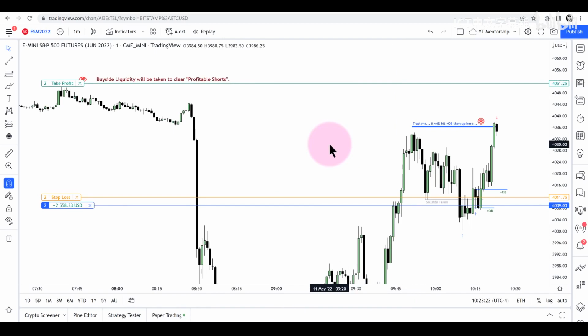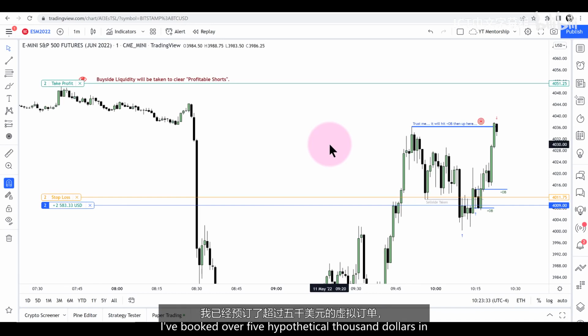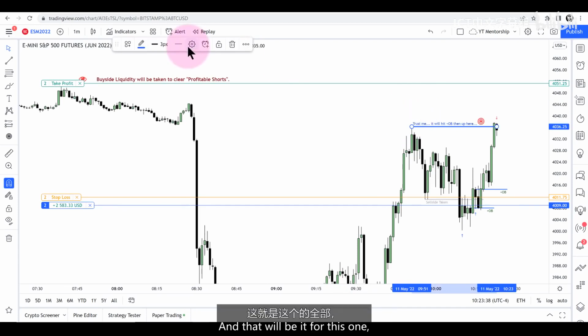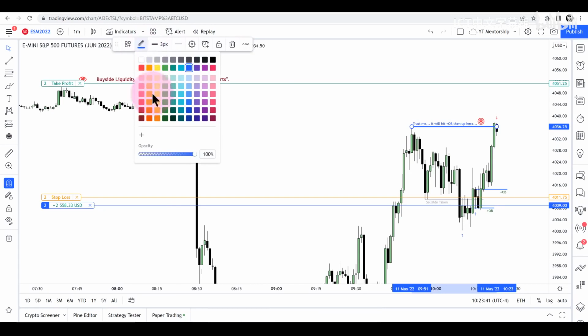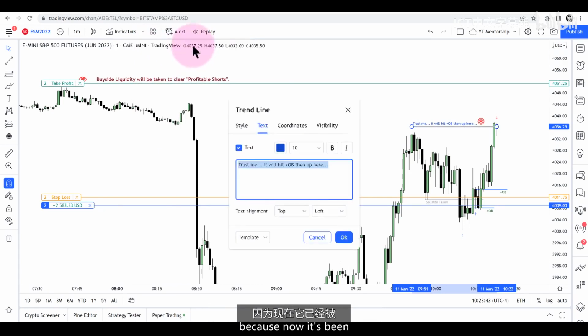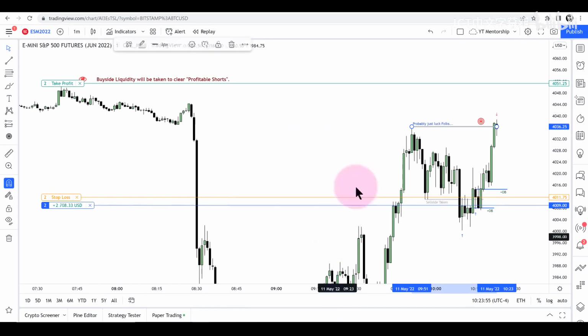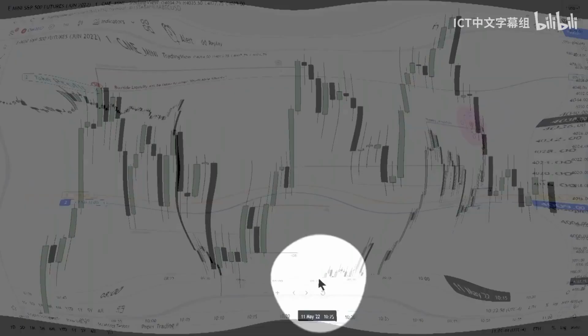Okay, and I'll leave it up to the market to decide whether or not it wants to go up here and take the 40.51 level. It doesn't need to at this point. I've booked over $5 hypothetical, $1,000 in this example here, reading order flow. And that will be it for this one, I believe. And I'll just change this color here because now it's been fulfilled. And my typical sarcastic ripping. Gotta be me.